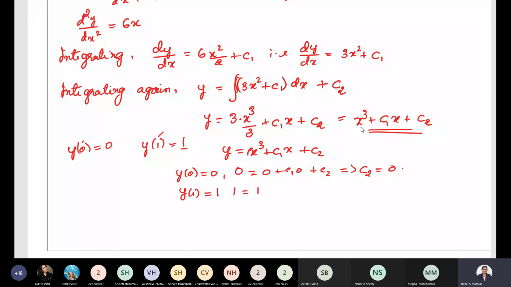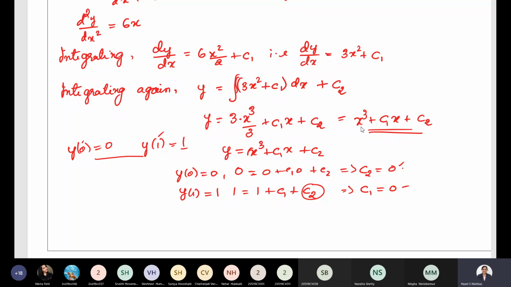Now what happens when you put y of 1 equal to 1? 1 equals 1 cube plus c1 into 1 plus c2. And we know c2 is 0. So 1 equals 1 plus c1. From this, what do we get? c1 is also equal to 0. Am I correct? 1 minus 1 equal to c1, so c1 is also equal to 0. So when we put these conditions, we get the values of these constants as 0.